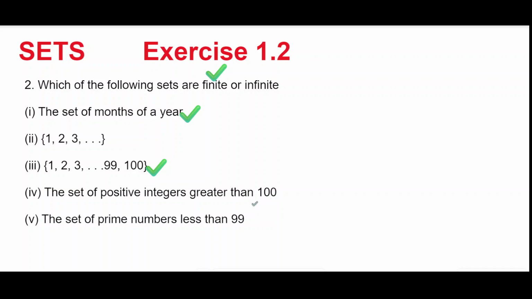So this is infinite. Now the set of prime numbers less than 99. Here, less than 99, so we are fixing it. Take only those numbers which are less than 99. So this is a finite set. Clear? Now the second and fourth are infinite sets. Clear? If we take the symbol for this, this will be infinite, this will be infinite. Now move on to the next question.